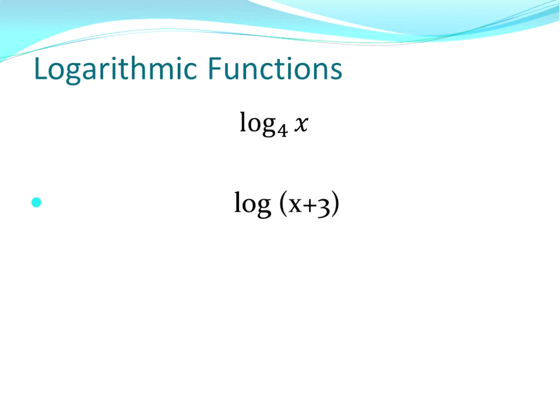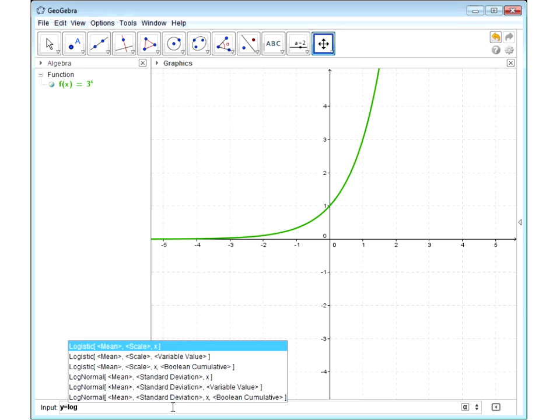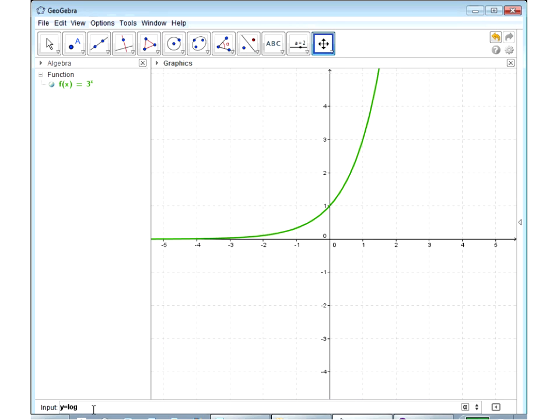All right, so different logs. Let's get the log base 4 of x and log x plus 3. I just wanted to make sure I'm going to graph the correct things here. I know a few of you will certainly tell me if I do not, which I appreciate. Let's just do the most basic that we can think of. I'm just going to do y equals log. Look at all these options that come up when I put log. I'm just going to write log, open parenthesis, and put x in the parentheses. So what I'm intending to tell the software is that I just want the common log, log base 10 of x.